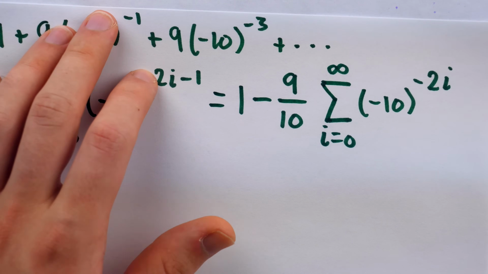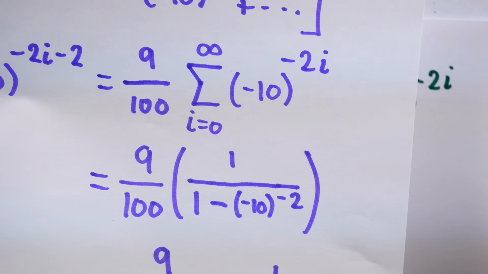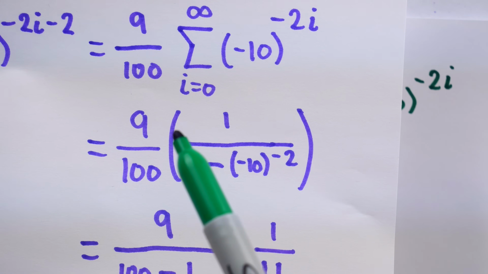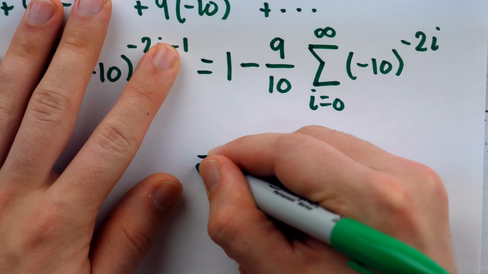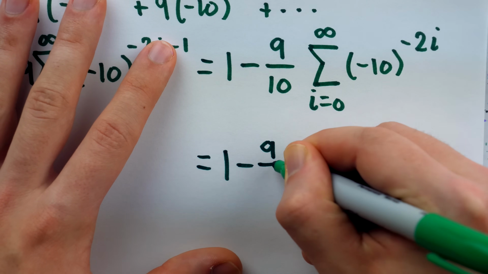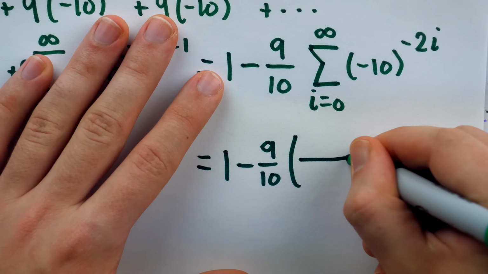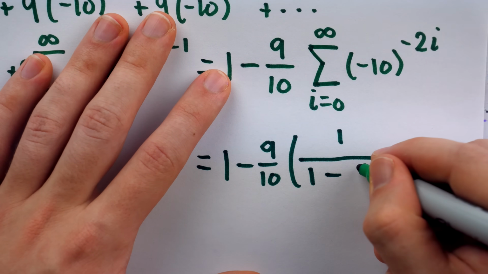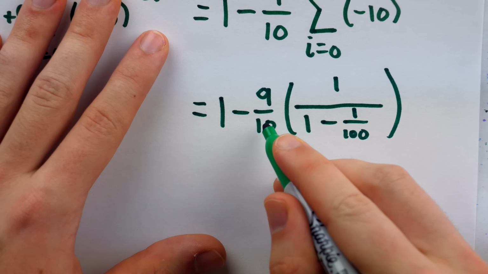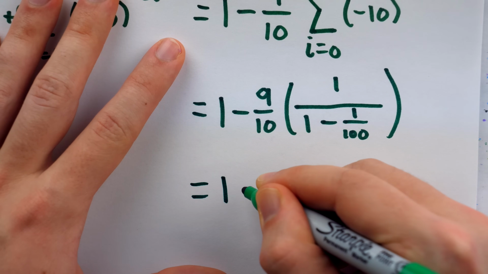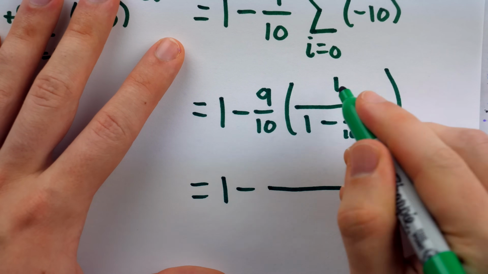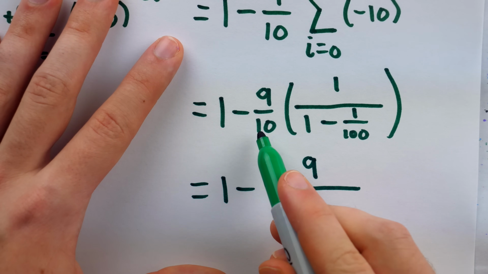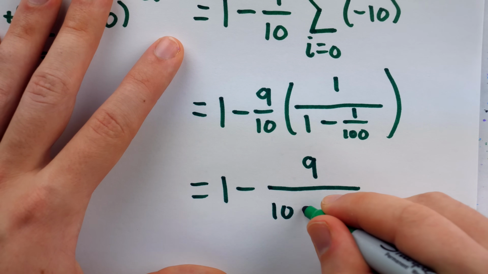In fact, this is the exact same series as what we saw last time. We thus know, applying the same formula, that the sum is 1 over 1 minus negative 10 to the negative 2. So this becomes 1 minus 9/10 times the value of the sum, which we know to be 1 over 1 minus negative 10 to the negative 2, which is the same as 1 over 100. Again, we're going to multiply those fractions together, so we have 1 minus in the numerator, 9 times 1 is 9, and in the denominator, 10 times 1 is 10, and 10 times minus 1 over 100 is minus 1 over 10.